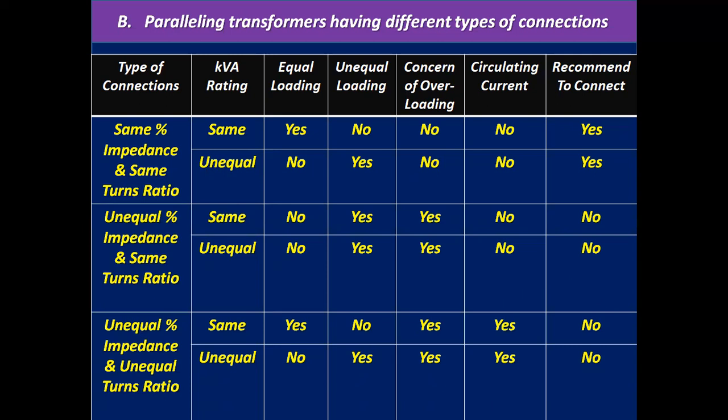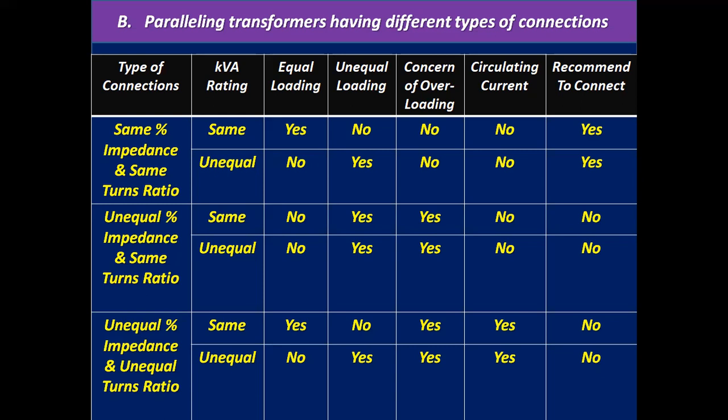Type of connection: same percentage impedance and same turns ratio. For kVA rating, if condition 1 is same, then equal loading, yes. Unequal loading, no. Circulating current, no. Recommended to connect, yes. While if there is unequal kVA rating, then equal loading, no. Unequal loading, yes. Concern of overloading, no. Circulating current, no. Recommended to connect, yes.